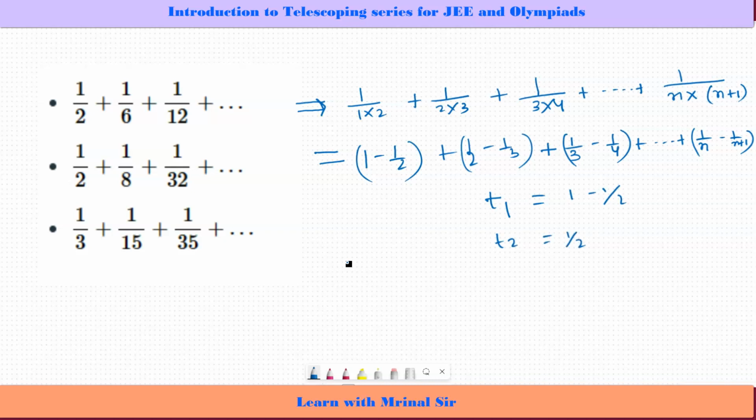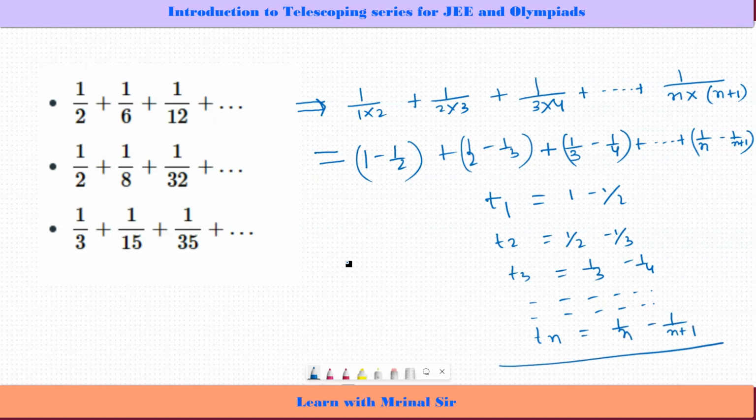T2 is 1 by 2 minus 1 by 3. T3 is 1 by 3 minus 1 by 4. It continues in this manner, and so long as we don't write the nth term here, that is 1 by n minus 1 by n plus 1. So you can see that these terms are getting cancelled. Which one? This one. Telescoping series unfolded here.